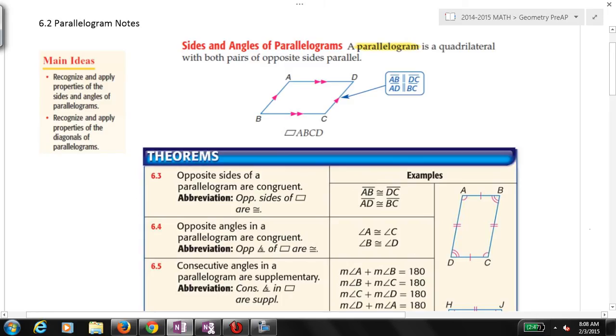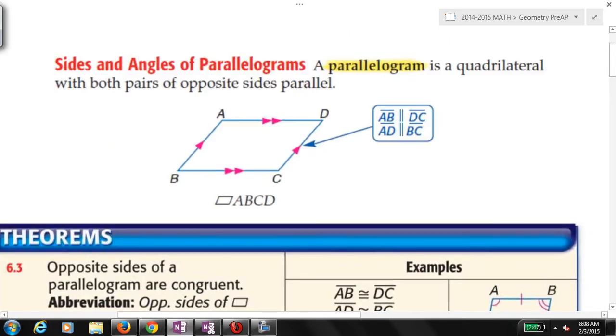All right, 6.2 parallelograms, sides and angles of a parallelogram. Don't forget, a parallelogram is a quadrilateral with both pairs of opposite sides parallel. So make sure that you understand that right now when we start classifying quadrilaterals, this one is a very general definition. All it's telling you is that if you have a quadrilateral, four sides, and all you know is that the opposite sides are parallel, both of them though, then we know it's a parallelogram.